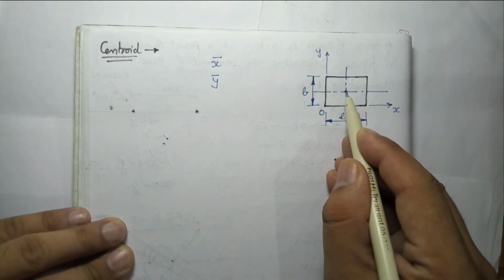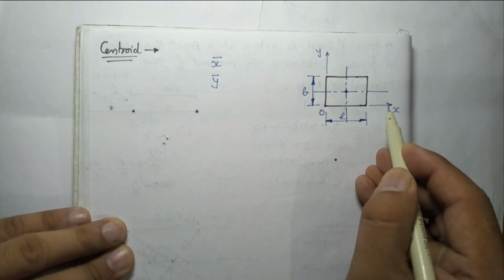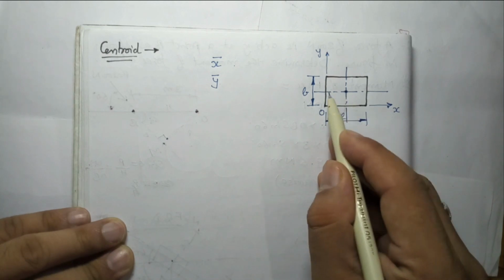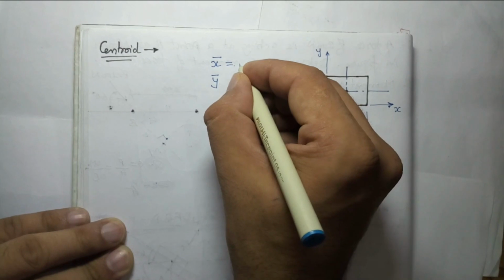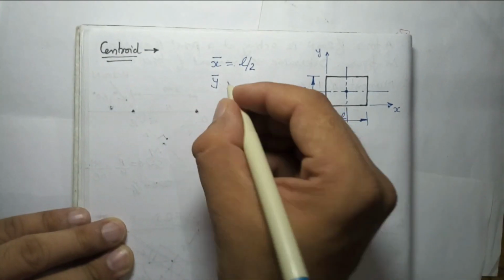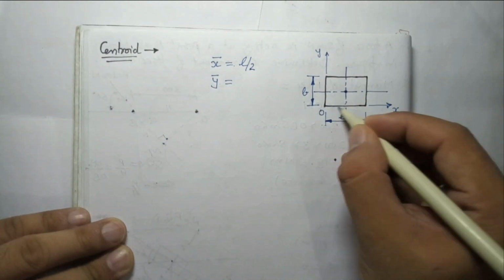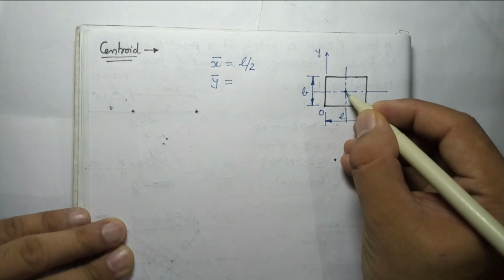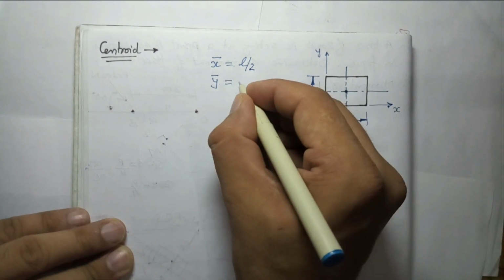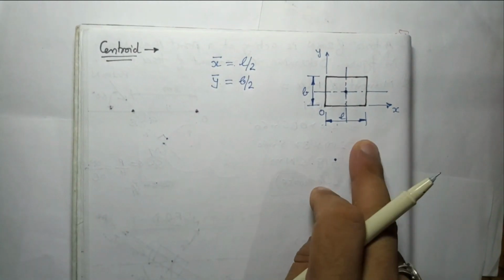So this point has x bar and y bar. x bar is in the direction of x from the y-axis; I want to know this gap. As per the geometry it will be L by 2, half of L. Now what is y bar? It is in the direction of y from the x-axis, where the point is lying; we want to find this distance. As per the geometry it will be B by 2. So this is the centroid of such objects.